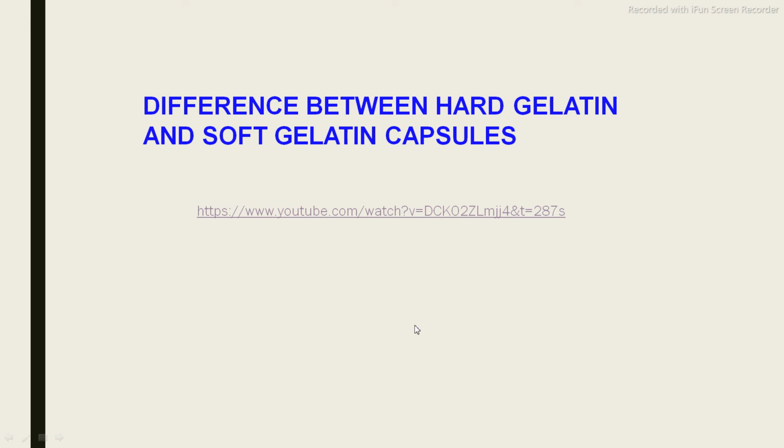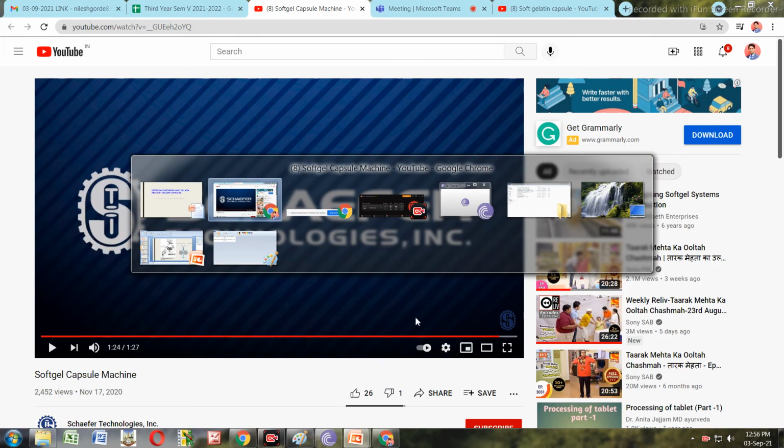Then let us see the difference between the soft and hard gelatin capsules.